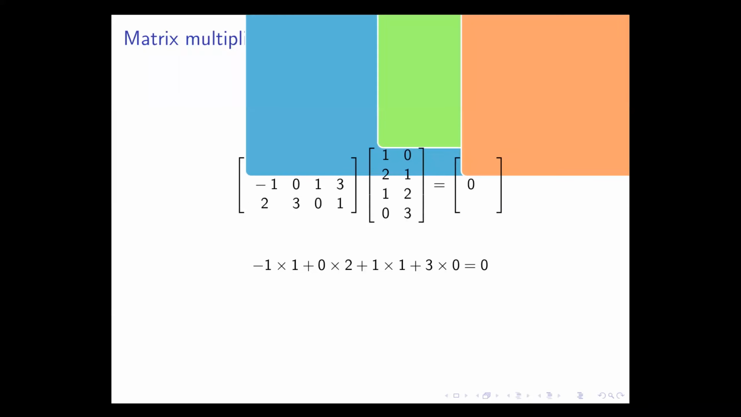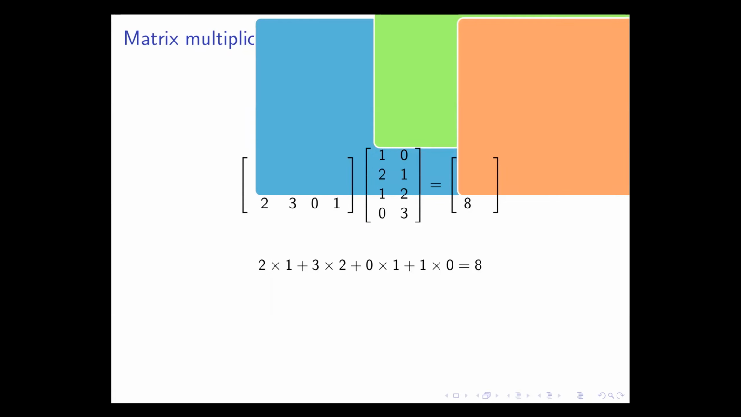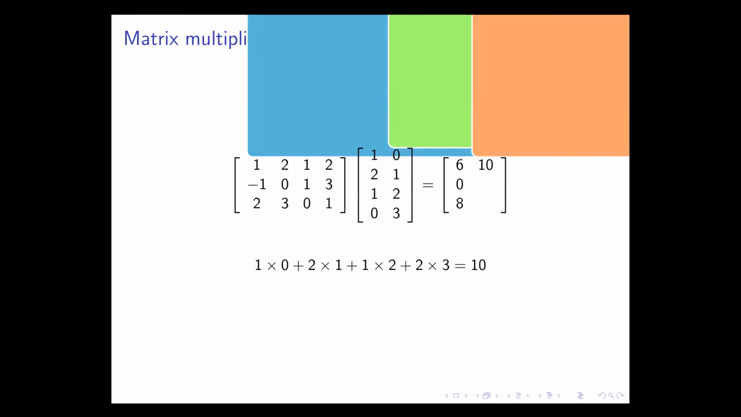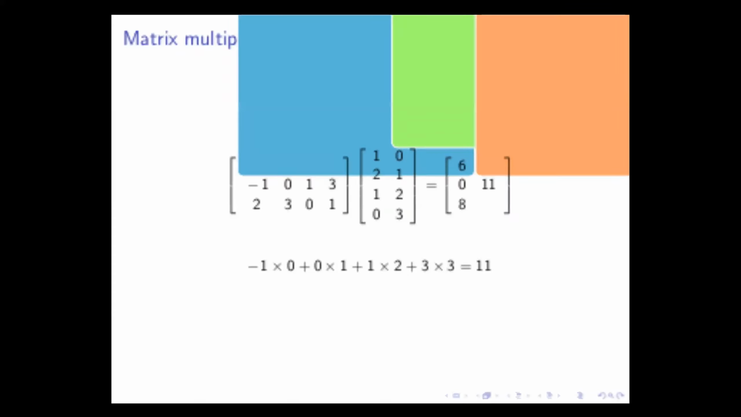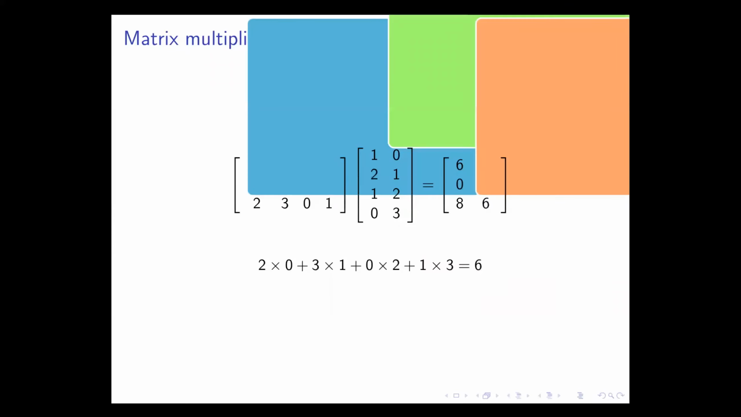Then let's calculate the next element. We take the second row of matrix A and multiply it by the first column of matrix B. In this example, we get 0. Then we do third row and first column, we get 8. And then do the same with the second column of the matrix B. So we have first row of A times second column of B. This is the calculation, we get 10. And then we just keep going. Here we have 11 and 6. You can check it by yourself.